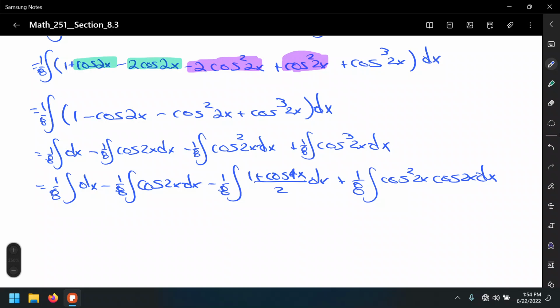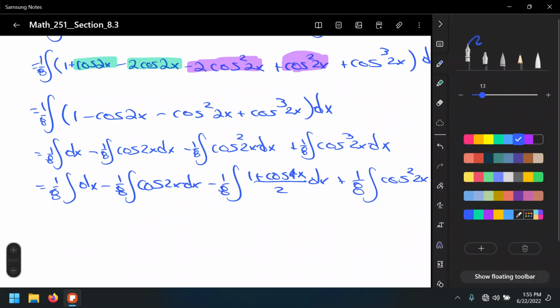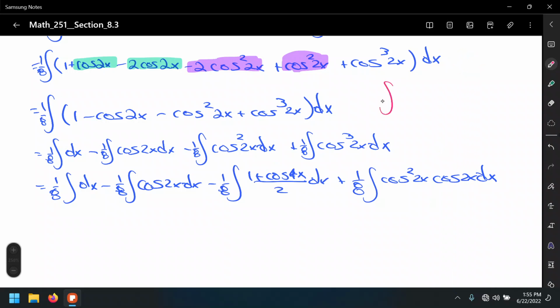Because every time we use the power reduction formula, yes, the power reduces, but the angle gets doubled, right? So for example, if we had the integral of cosine squared of 5x dx, this would be equivalent to the integral of (1 plus cosine 10x) over 2. So the power reduces, but the angle doubles. Okay, let me erase this because this is not part of the problem. This is just to explain what happened.